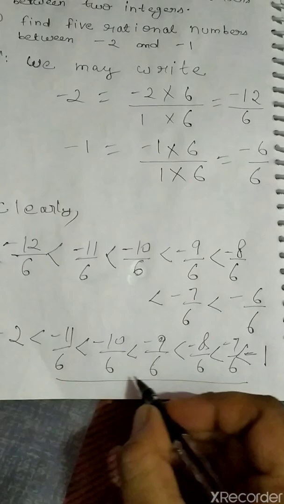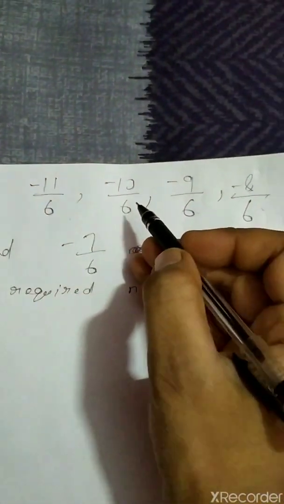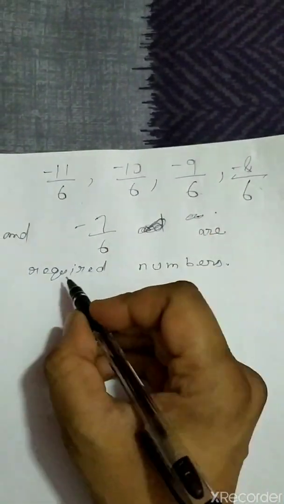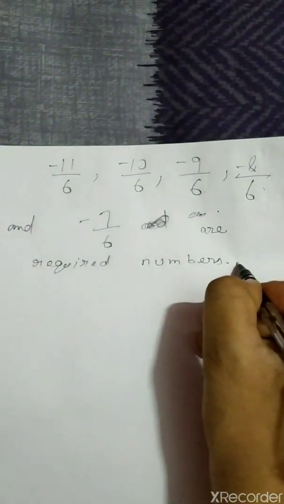Therefore the required numbers are these only. So you can write that -11 by 6, -10 by 6, -9 by 6, -8 by 6, and -7 by 6 are the required numbers.